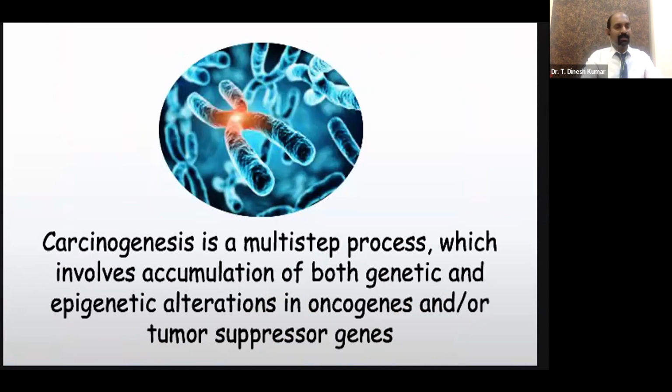Carcinogenesis is a multi-step process which involves accumulation of both genetic and epigenetic alterations in oncogenes and/or tumor suppressor genes. In the course of this progression, visible physical changes are taking place at the cellular level, which is referred to as atypia, and at the resultant tissue level, which is called dysplasia. What clinicians see on the patient is an expression of an unseen process happening at the cellular and genetic level. So in the majority of cases, what we as clinicians treat is the reaction, but not the action.